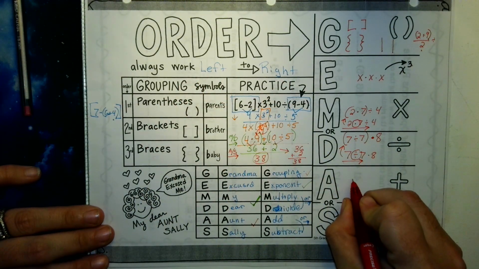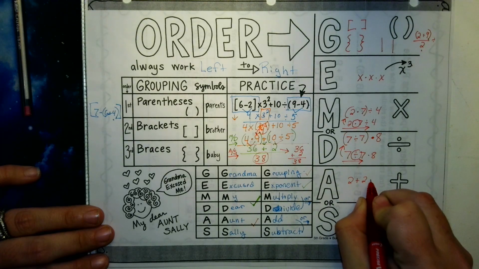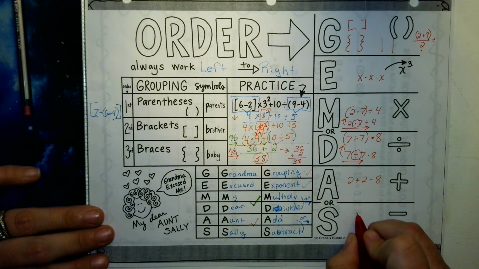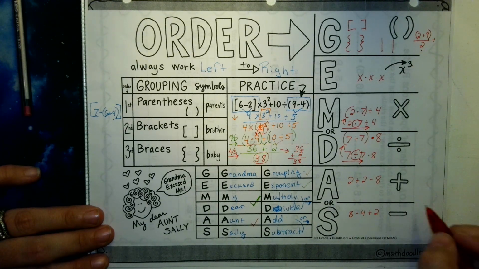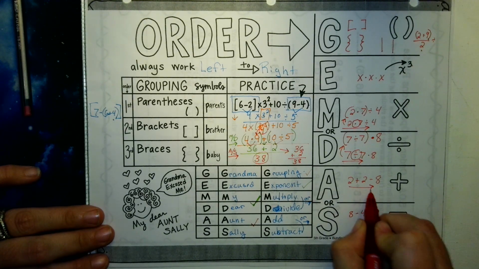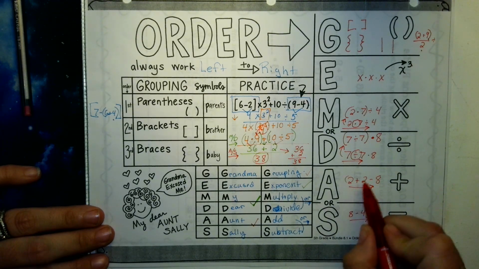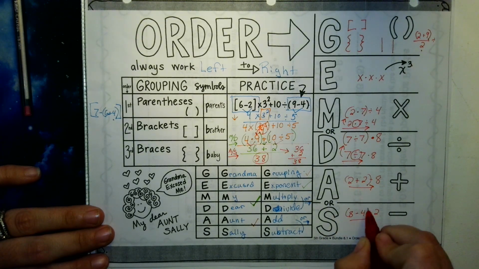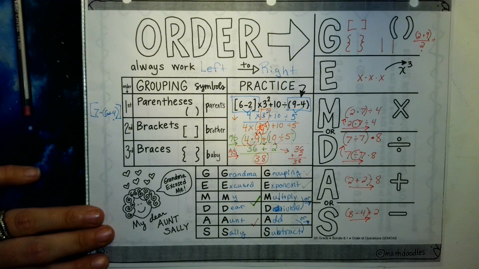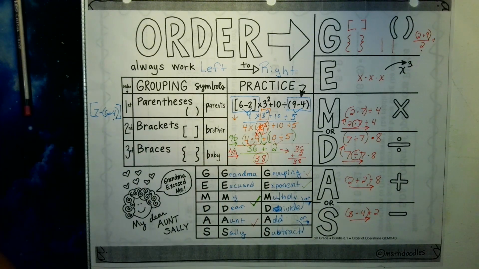Same thing with add or subtract. It could be 2 plus 2 minus 8, or it could be 8 minus 4 plus 2. Doesn't matter which way we do it. We still go from left to right. And you would have to do the addition part first or the subtraction part first, okay? So that is how that works. I hope that helps.